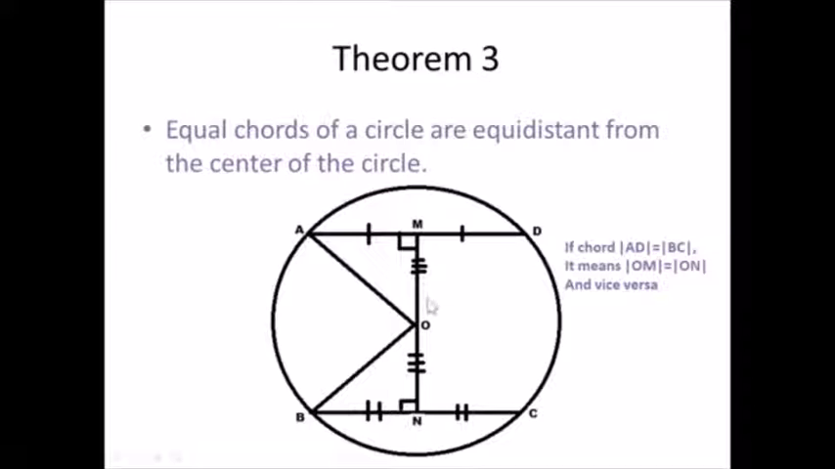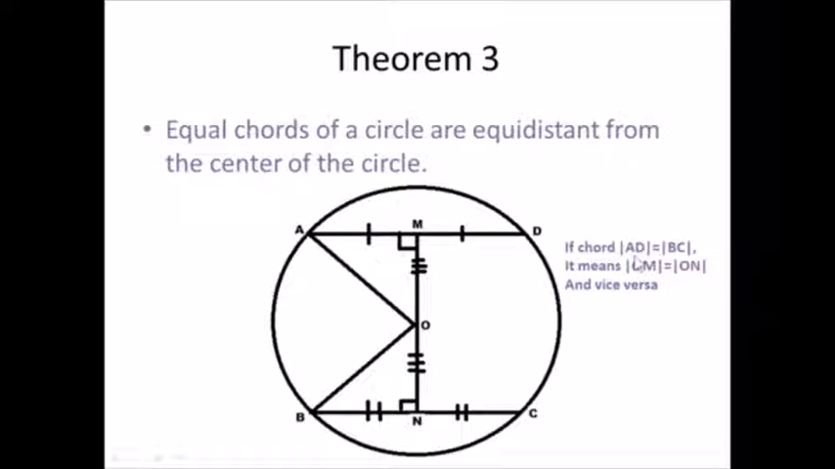Another way is that when you have two chords in a circle and they have equal distance from the center of the circle, that is, OM is equal to ON, that means the two chords are equal in length. That's another way you can view it. When you have two chords in a circle and they are of the same length, their distances from the center of the circle are the same. And that's what the theorem is talking about.